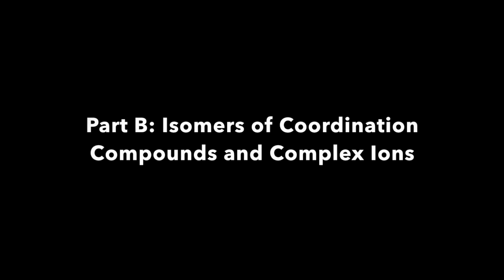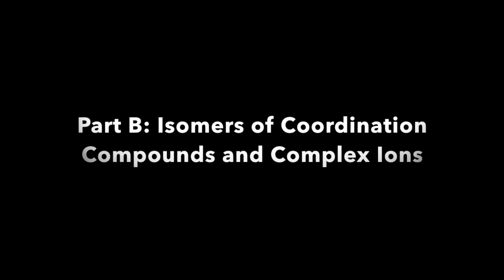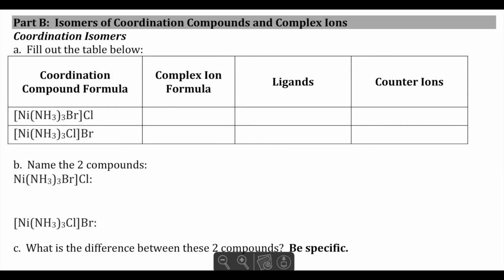In part B, we will be examining isomers of coordination compounds and complex ions. First, you will investigate coordination isomers. You will just need to fill out the table for the 2 coordination compounds listed, write their names, and then be specific as you describe the difference between the 2 compounds.